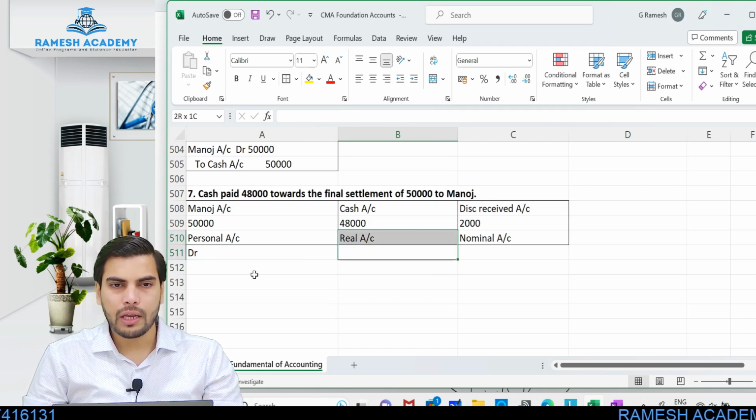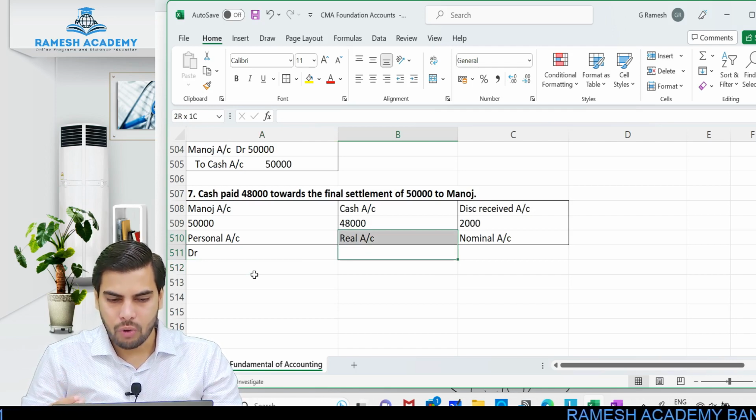So what is the rule of real account? Debit what comes in, credit what goes out. Is the cash coming into the business or is it going out? When I am settling it, the cash is obviously going out, therefore we need to credit it.